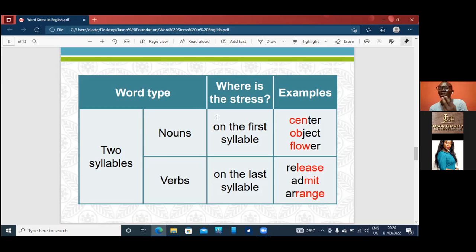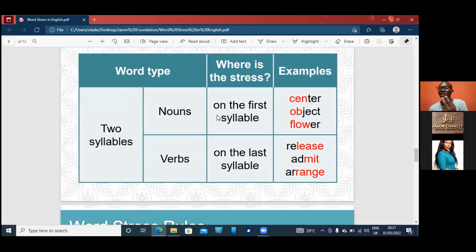Now to the verb. I said earlier that a verb that has two syllables will take the stress on the second syllable, as in release. So the stress on this is on the second syllable. Also meet, arrange, right? First syllable and stress on it.